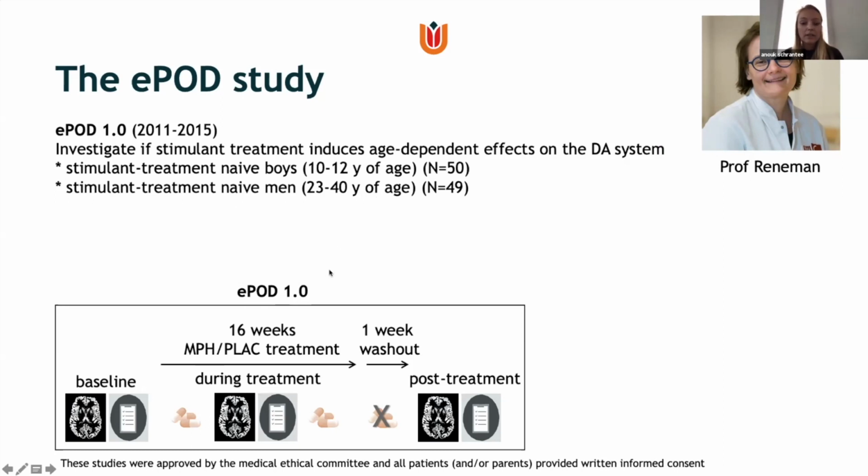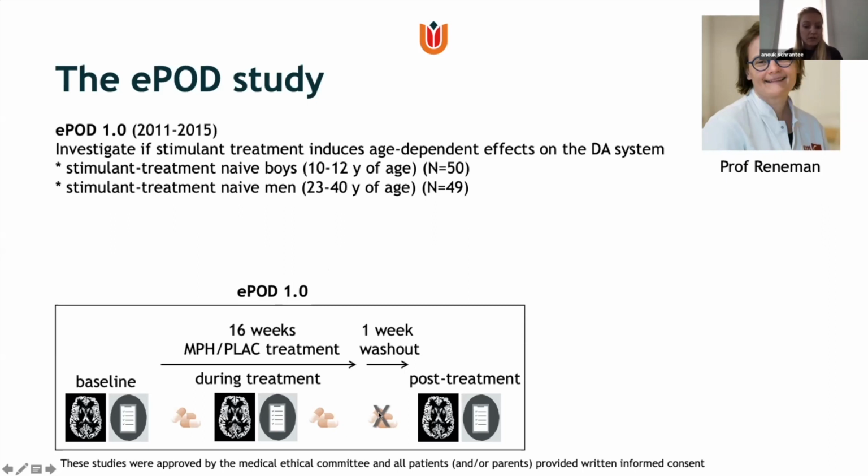The length of this trial, so 4 months, 16 weeks, was dictated by the length of the waiting list to see a psychiatrist in the Netherlands at the time, because it would otherwise be unethical to withhold effective treatment, of course. Prior to randomization, subjects underwent an MRI scan, a neuropsychological test battery, and questionnaires. This was repeated again during treatment at 8 weeks, so mid-treatment, and subsequently 1 week after the end of treatment. So that was after a 1 week washout period.